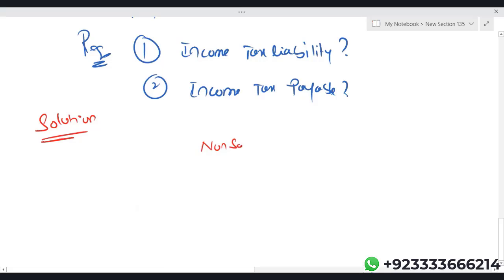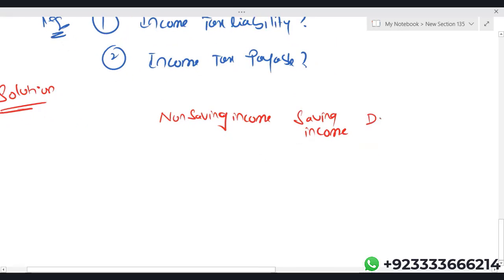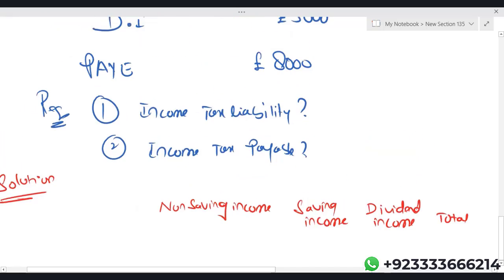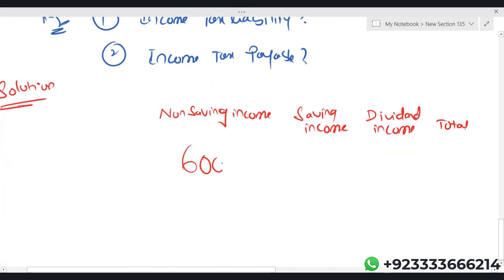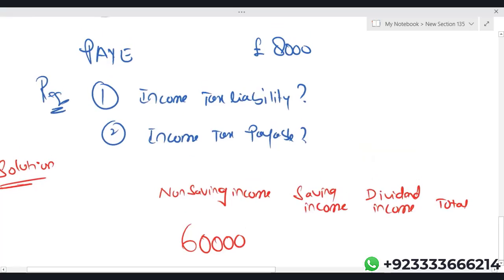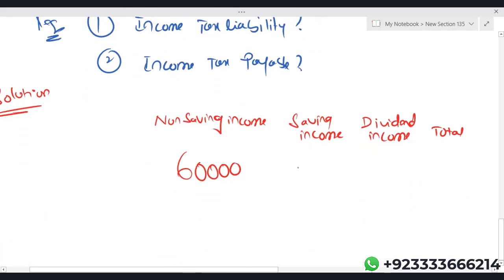First, we write non-saving income, then saving income, finally dividend income, and then total. Obviously, employment income is a non-saving income, which is 60,000. Saving income means interest income, which they have given us as 10,000. Dividend income, they have given us 5,000. So obviously the total is 75,000.